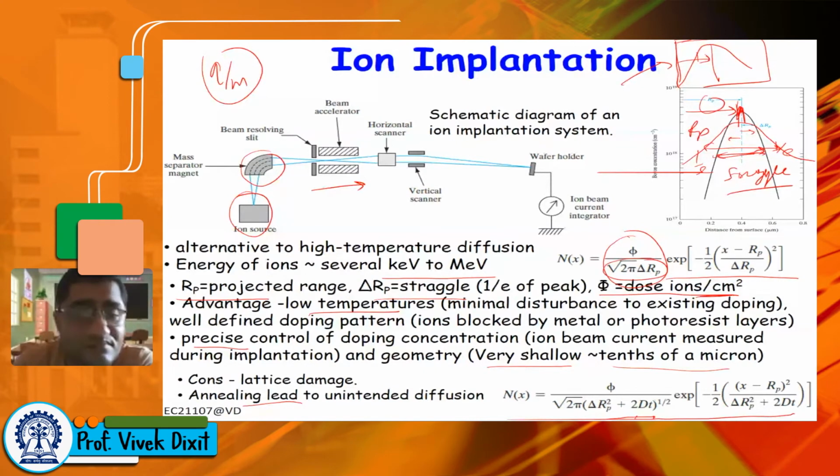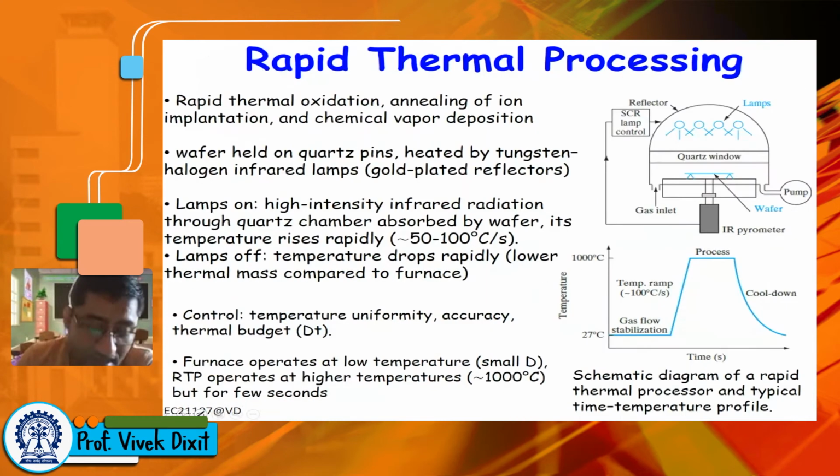So how is this annealing done? Annealing is done through rapid thermal processing. Here, if you see, this is the wafer. It is placed on these quartz pins, and care is taken that this region has low thermal mass.